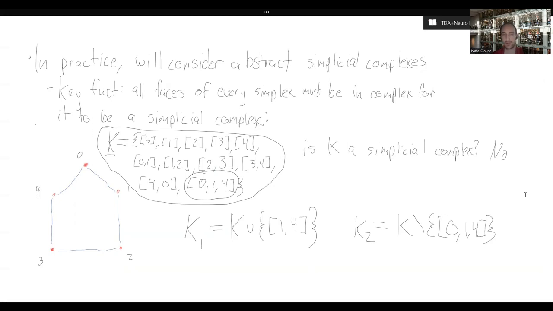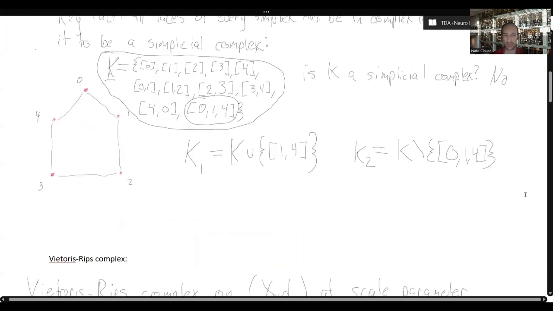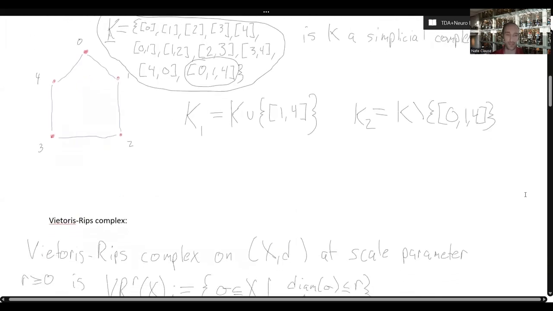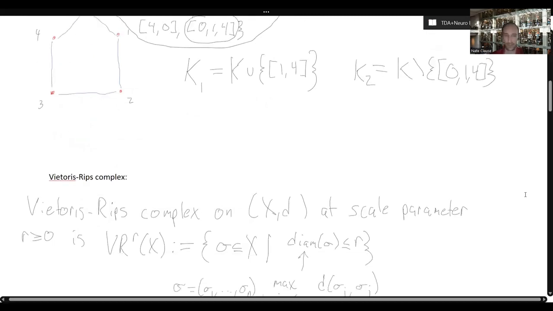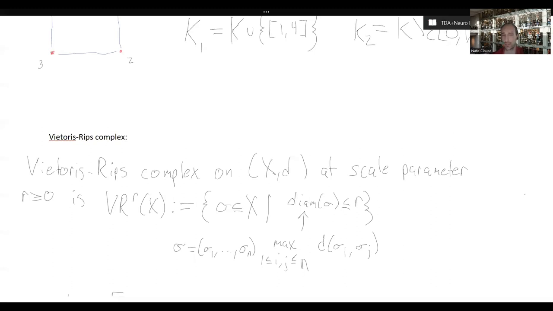Now let's move on to a few important types of simplicial complexes which are used commonly in practice. The first that we'll discuss is the Vietoris-Rips complex. This was discussed in lecture, so I won't spend too much time redefining it, though I will state the definition again because it is very, very important.